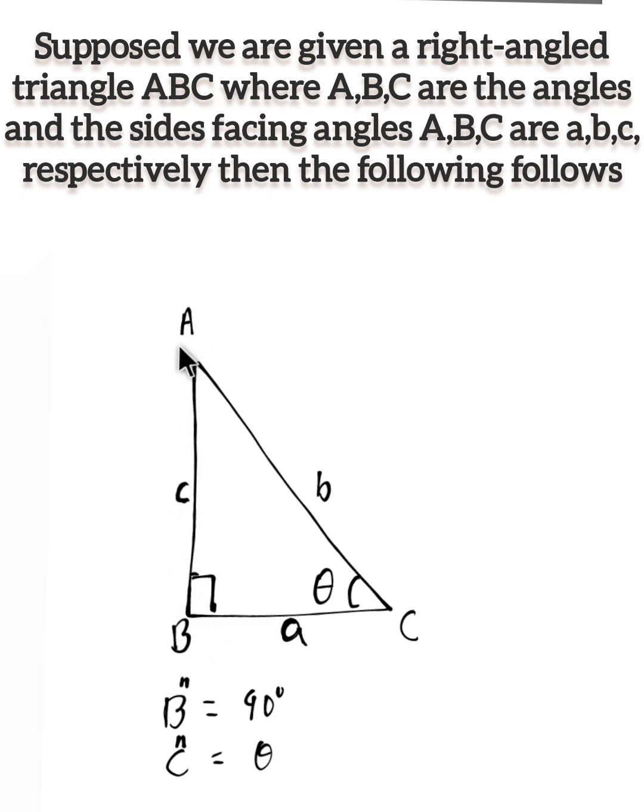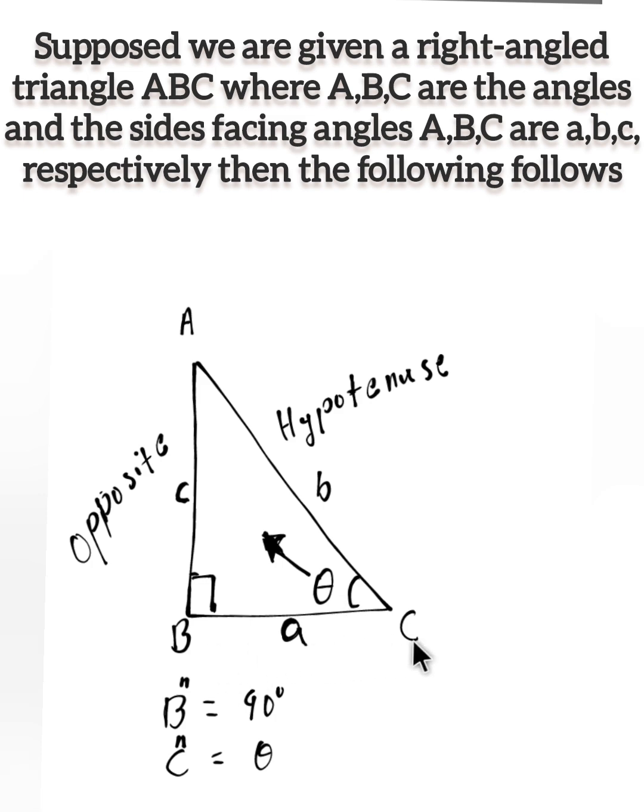Each of the sides of a right angle triangle has a name. The longest side of a right angle triangle is called the hypotenuse. The side that is opposite to the angle theta is called the opposite. It is opposite because it is in the opposite direction to the angle theta, while the last side is called the adjacent. Let us draw the triangle again.